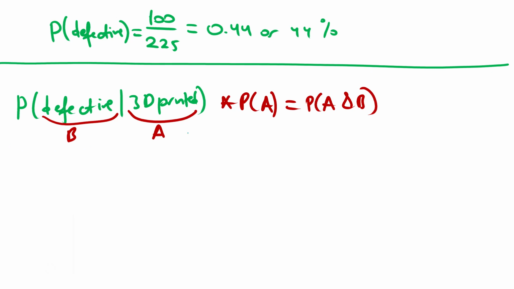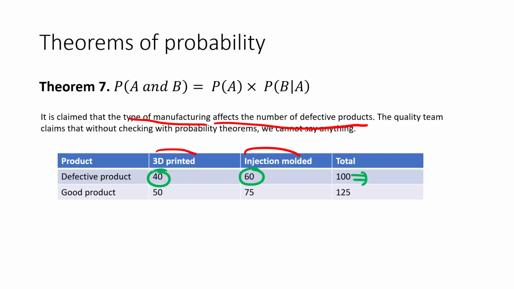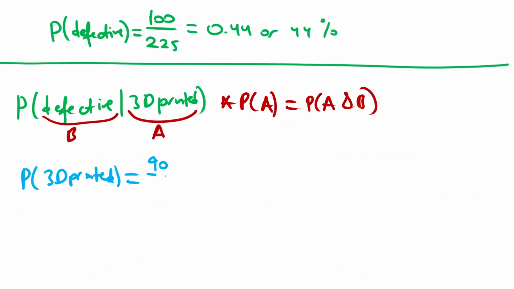We can find P(A). P(A) means P of 3D printed. What's the possibility that any selected product is 3D printed? How many 3D printed products do we have? We have 40 and 50, so we have 90 3D printed parts. How many total products do we have? We have 225.